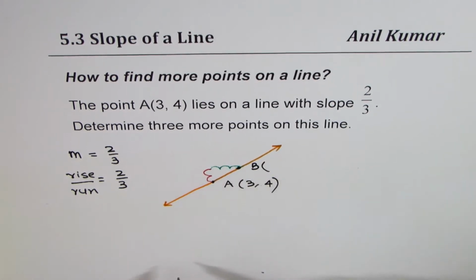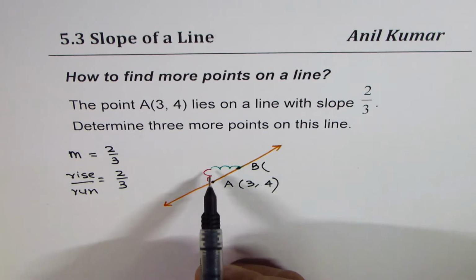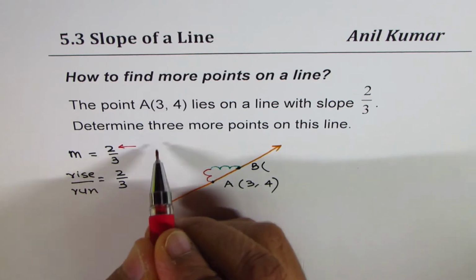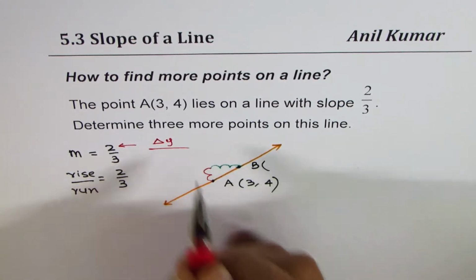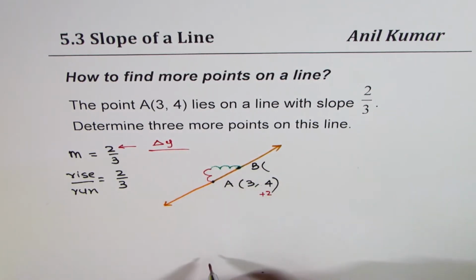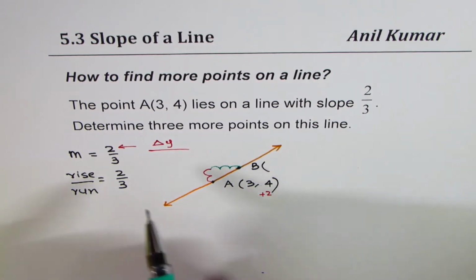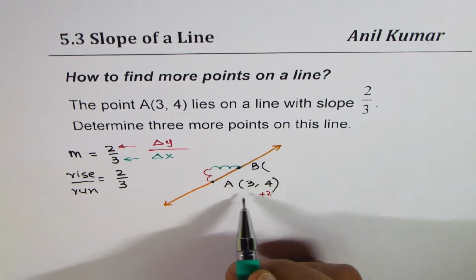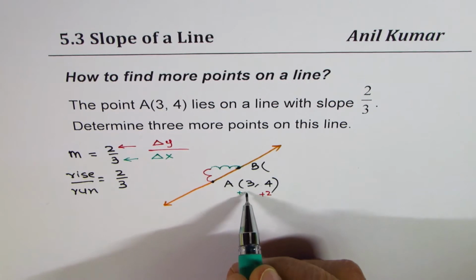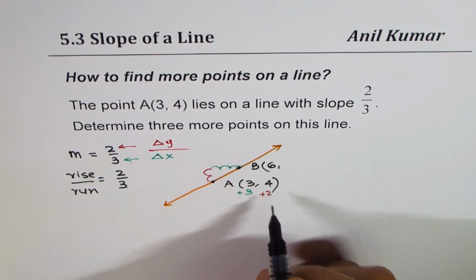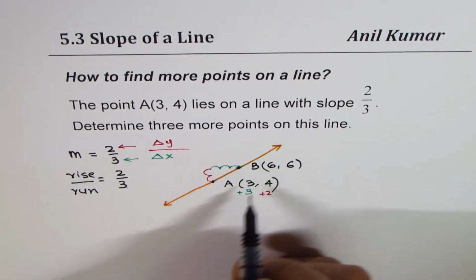So we could call this point B. So what are going to be the coordinates of B? If you see the y coordinates, we have increased the y coordinate by 2, right? So this is change in y. So we'll add 2 to 4 to get the next one. As far as the x coordinate is concerned, here we changed it by 3. So that is change in x. Since we went right, we will do plus 3 to the x coordinate. 3 plus 3 is 6, and 4 plus 2 is 6. So this point should be (6, 6).